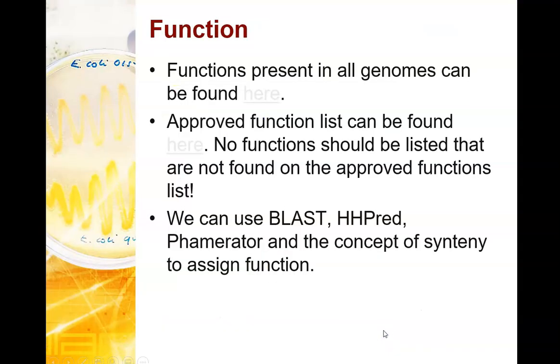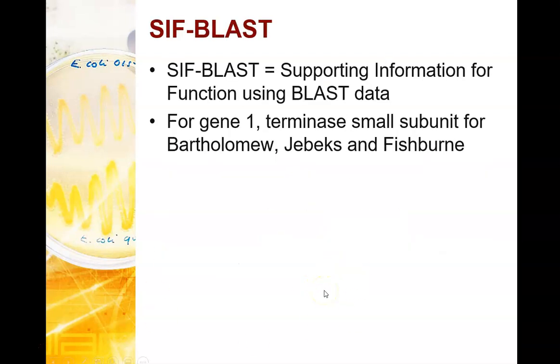So what we want to do is use a number of lines of evidence to assign function, if we can. Sometimes we can't assign a function. So we're going to use BLAST, HHPred, Famirator, and the concept of synteny. Okay, so the next thing in our notes is SIF BLAST. SIF is supporting information for function using BLAST data.